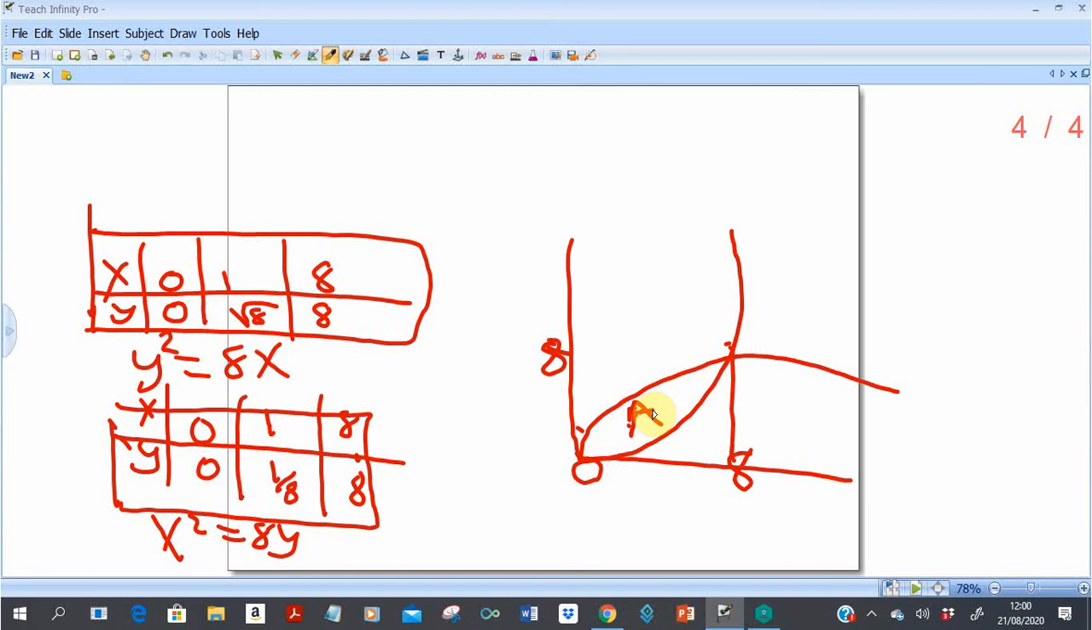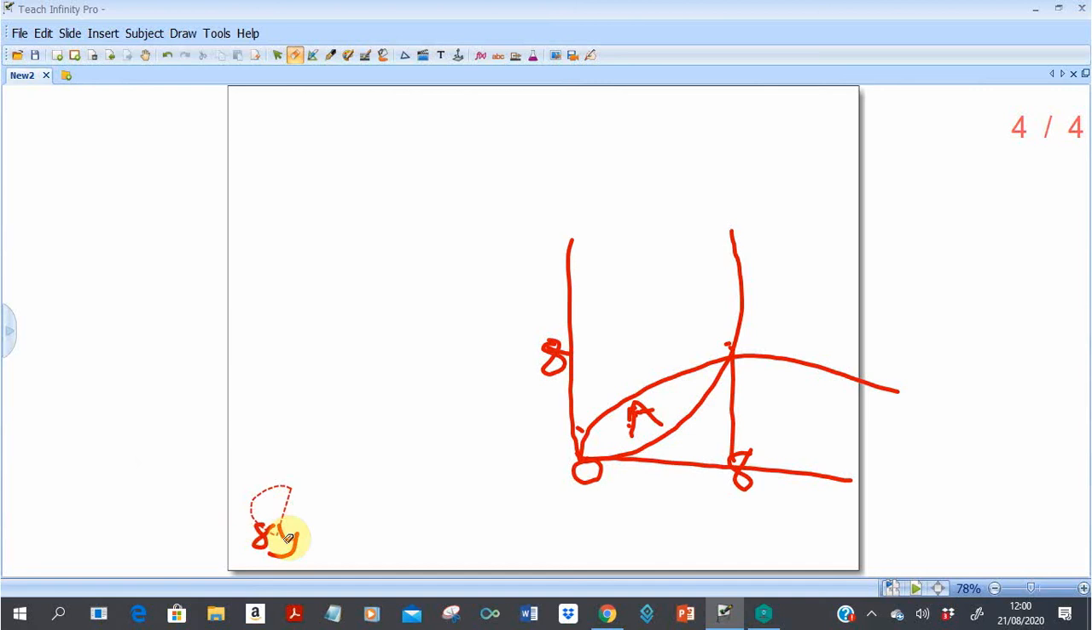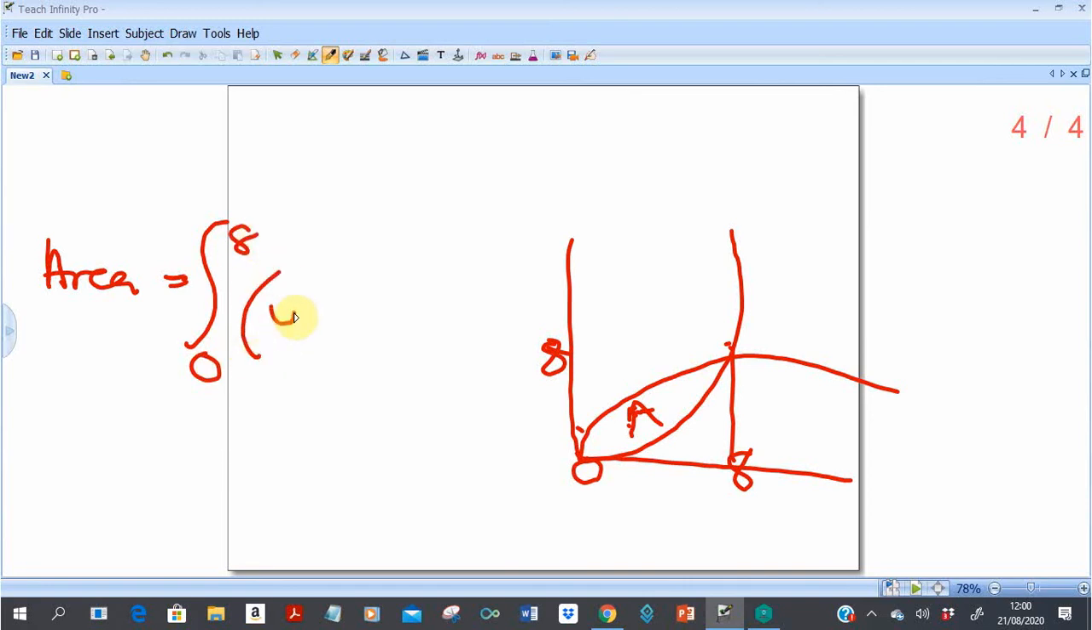Now that we have our region, what do we do? We solve. So therefore, area is given by the 2 points on x, which is 0 and 8. Then we say the difference between, which one is actually linked. This one is y squared is equals to 8x. And the other one is x squared is equals to 8y.